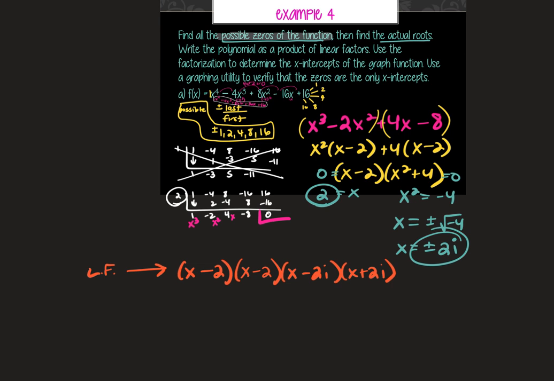If I graph it, what's the multiplicity on 2? It's going to bounce at 2. That's what I expect it to look like, right? So get out your graphing utilities.